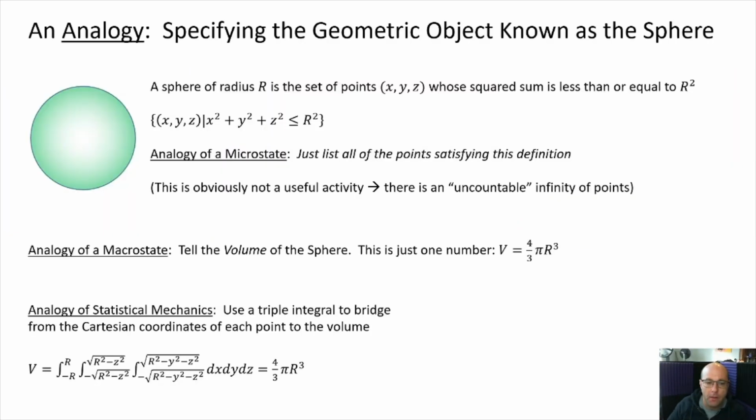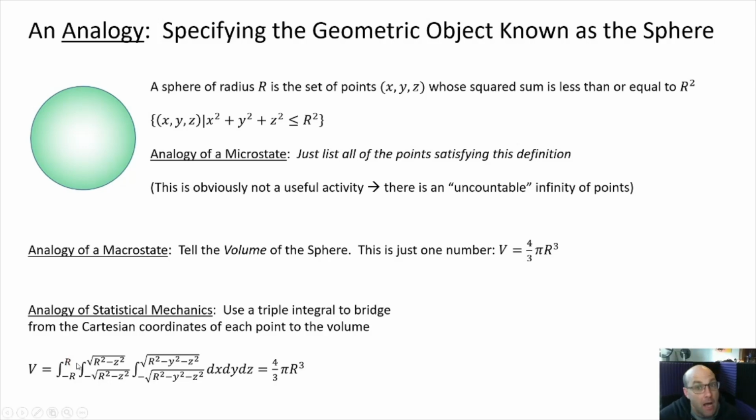And so the analogy of statistical mechanics in this example is the triple integral that bridges us from the Cartesian coordinates to the volume formula, right? And so you basically can compute the volume by integrating dx, dy, dz over the whole coordinate system from 0 to r all around the sphere. So integrate x between these square root limits, integrate y between these square root limits, and then finish up with z between minus r and r.